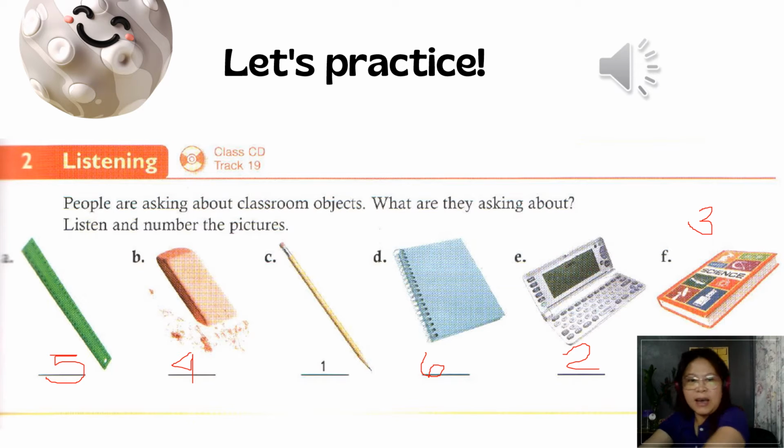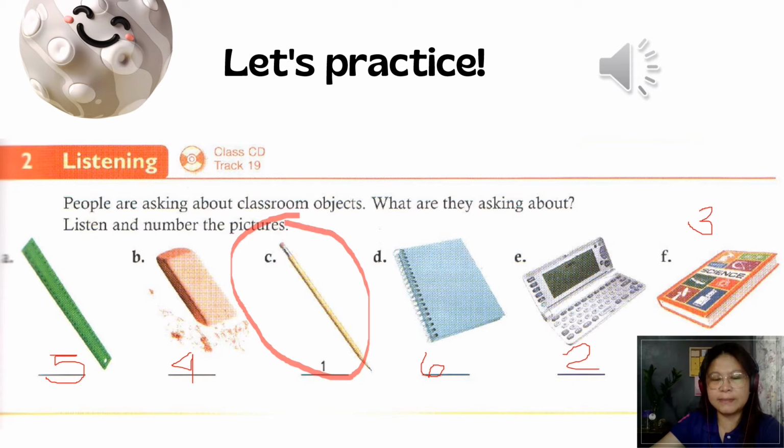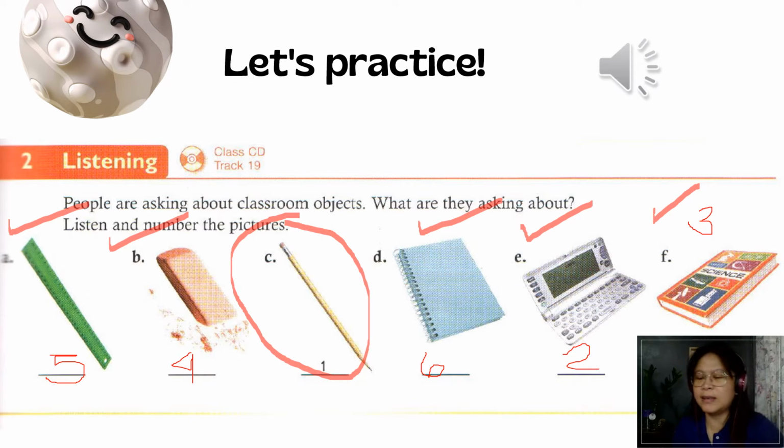Let's check our answers. Page 13. Exercise 2. Listening. 1. Who has my pencil? Number 1 is pencil. 2. Is that your electronic dictionary? Electronic dictionary. 3. Where's my book? Book. 4. Do you have an eraser? Eraser. 5. Is this your ruler? Ruler. 6. Do you know where my notebook is? And notebook. Okay.